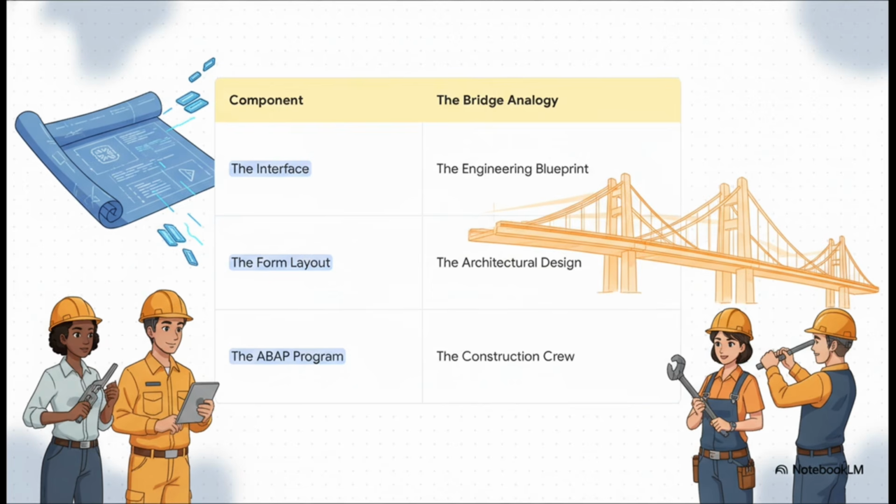First up, you've got the interface. That's your engineering blueprint. It spells out every single piece of data you're going to need. Next is the form layout. That's the architectural design. It's all about how the final PDF is going to look. And finally, you have the ABAP program. That's your construction crew. It's the actual code that takes the blueprint and the design and builds the final bridge.